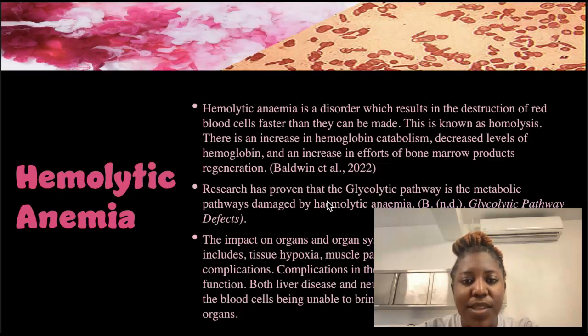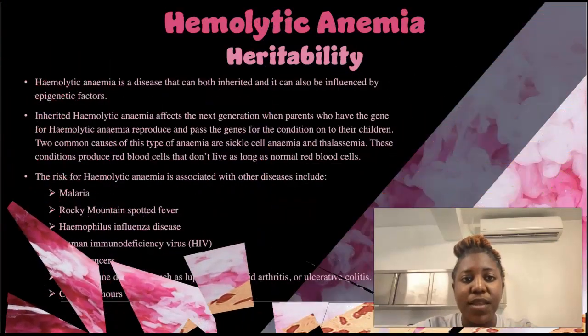There are remarkable impacts on organs and organ systems from hemolytic anemia, which may include tissue hypoxia, muscle pain, ischemia, and thrombotic complications. Complications in the kidneys can result in decrease in kidney function. Both liver disease and neurological deficits are also present in some cases. This can result in the blood cells being unable to bring enough oxygen to all tissues and organs.